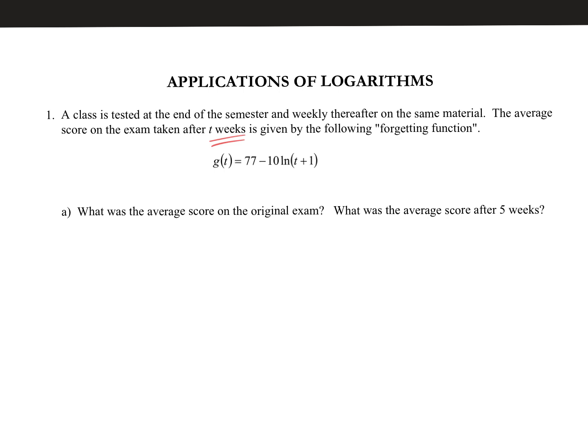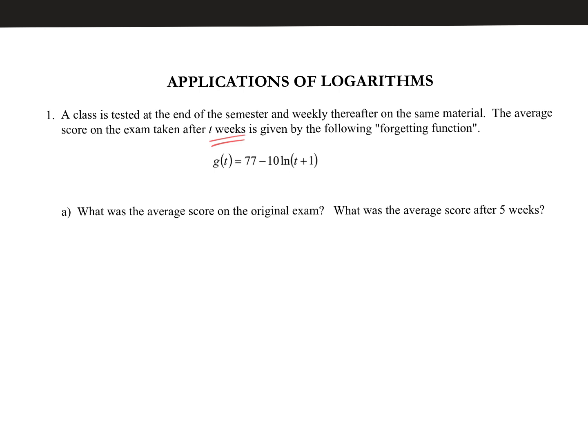Okay, we're back. So hopefully you took a look at the problem. You recognize that we have a class. They're going to be tested. They get tested, and then every week thereafter, they're tested on the same material. That function that has been given is what's referred to as a forgetting function. It is the average score in the exam taken after T weeks.